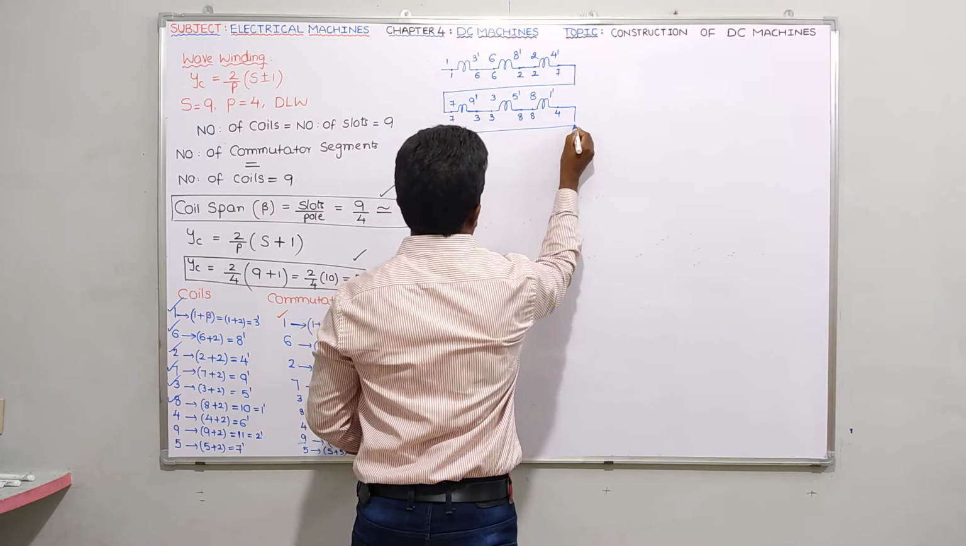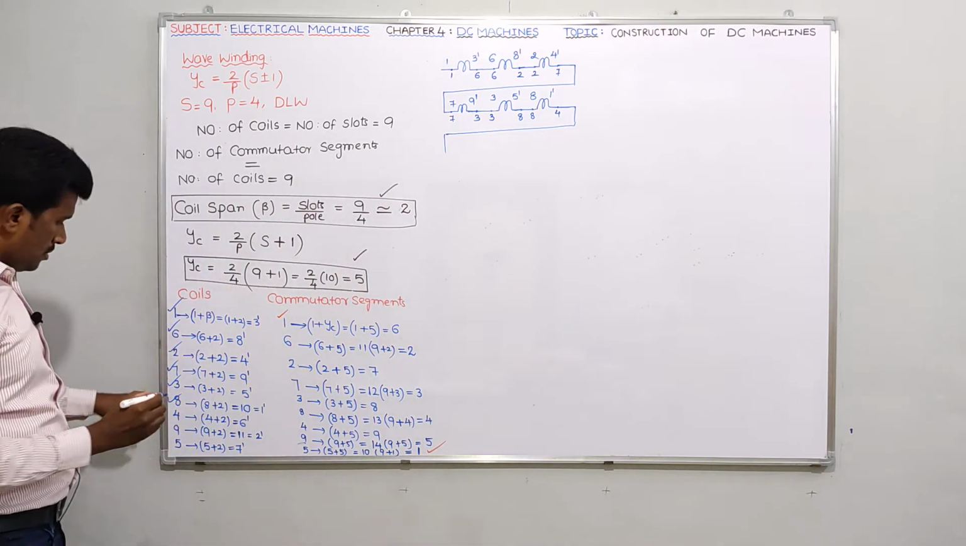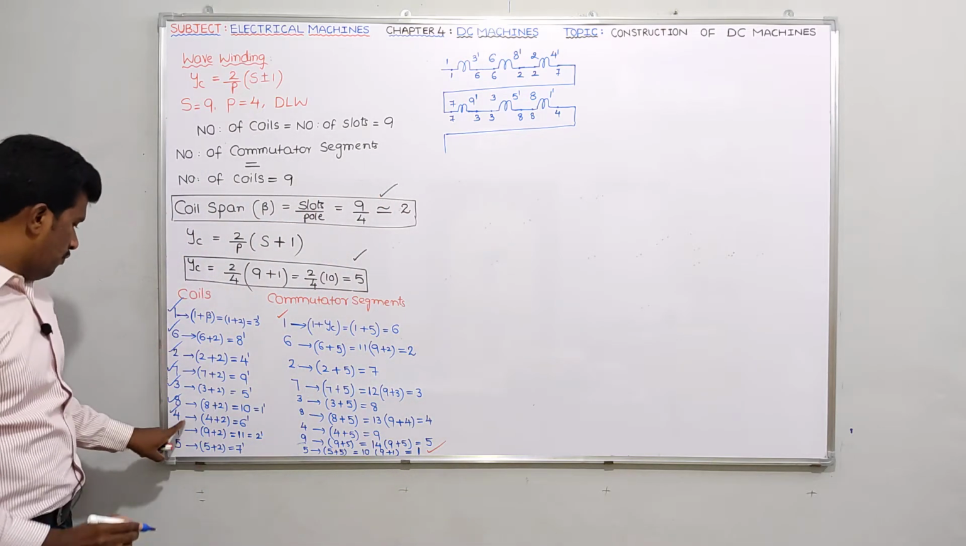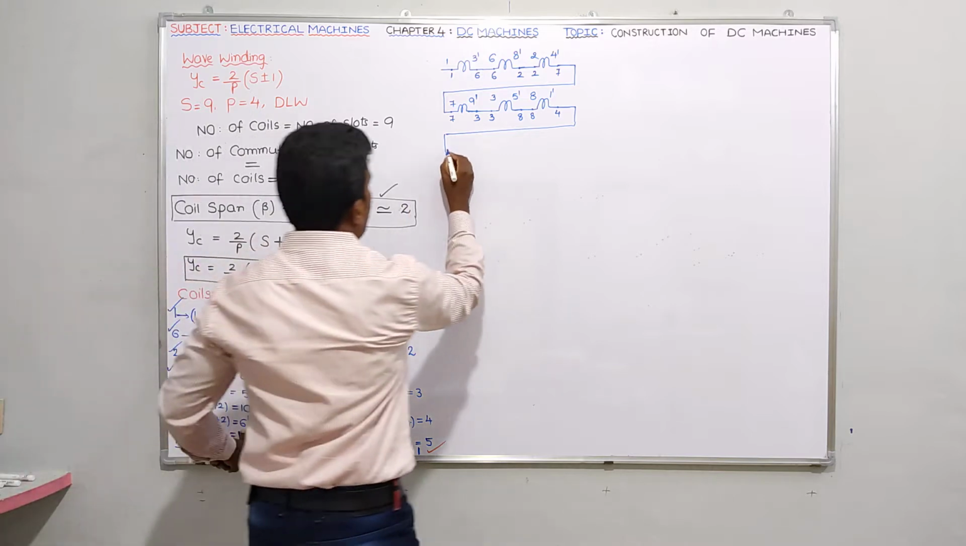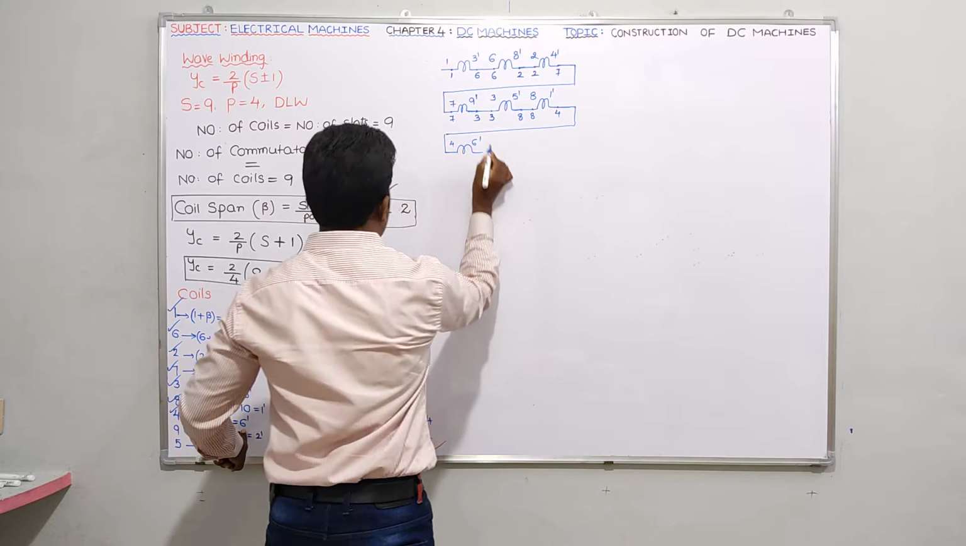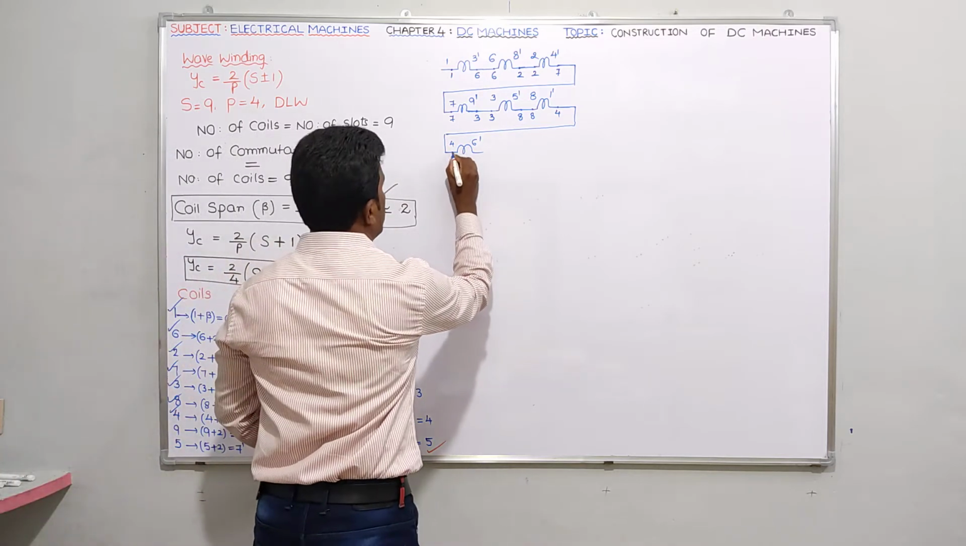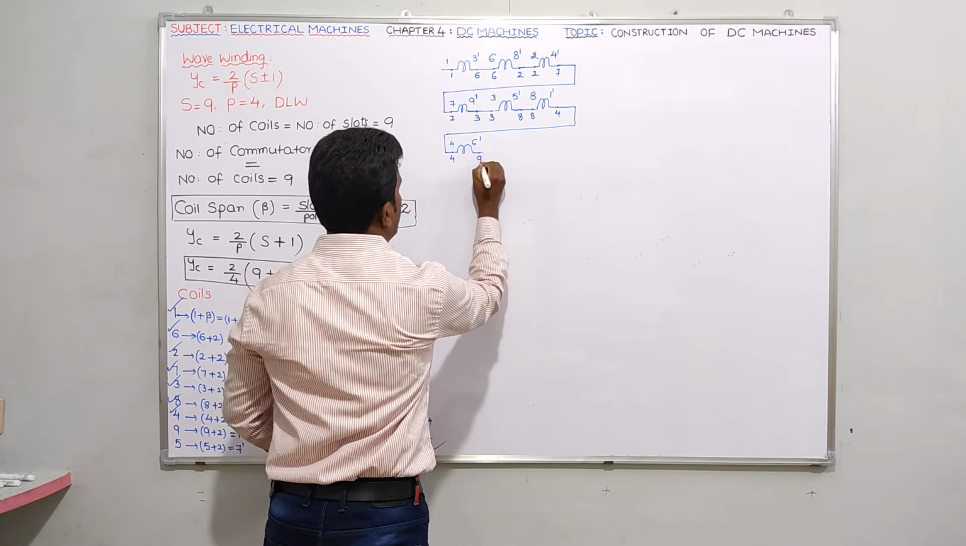Next, now let me show the seventh one. Okay, 4 6 dash is the coil which is connected between the fourth segment and the ninth segment.